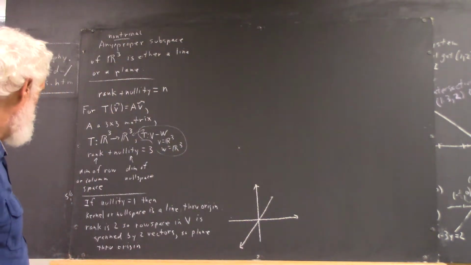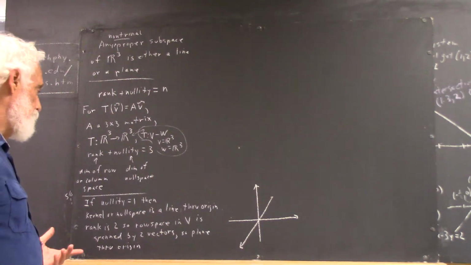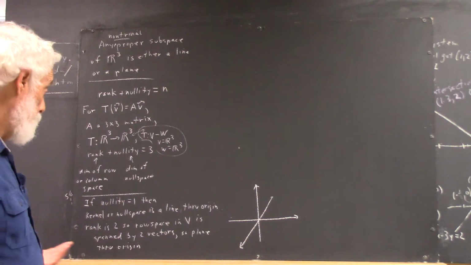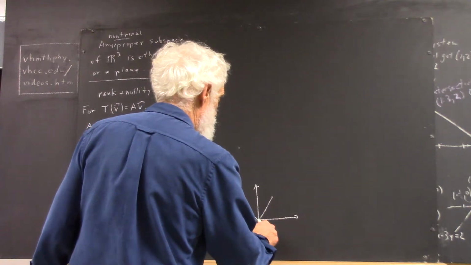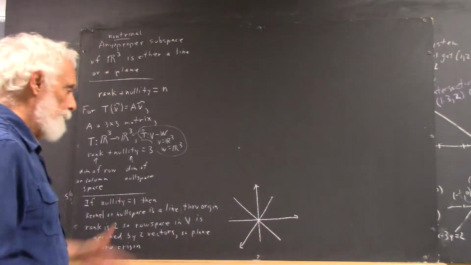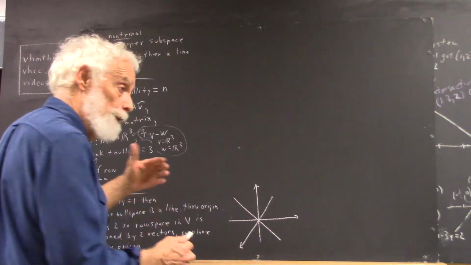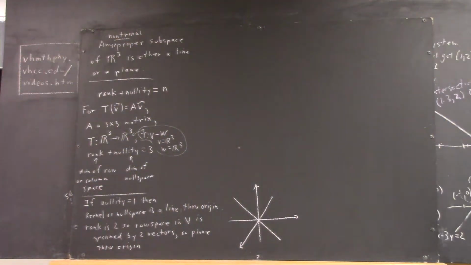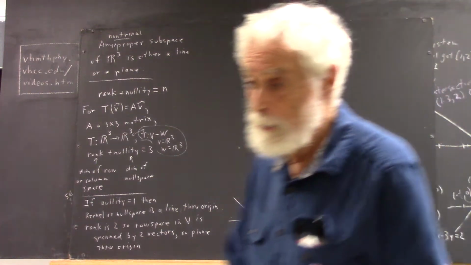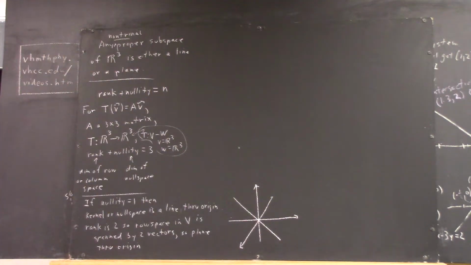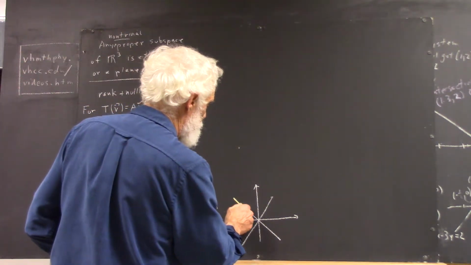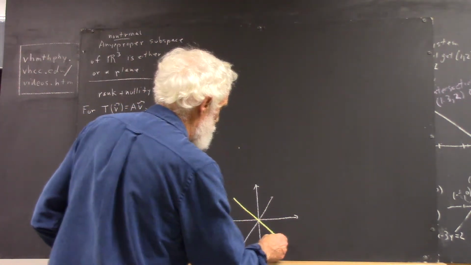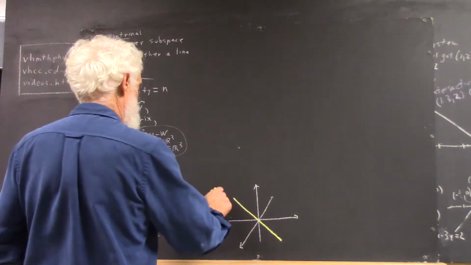The nullity is 1, so the null space is a line through the origin. Now we don't know if that line comes out this way or goes back that way. Why don't I find my purple chalk and color code this like I did before. So here's some line through the origin. This is your null space.